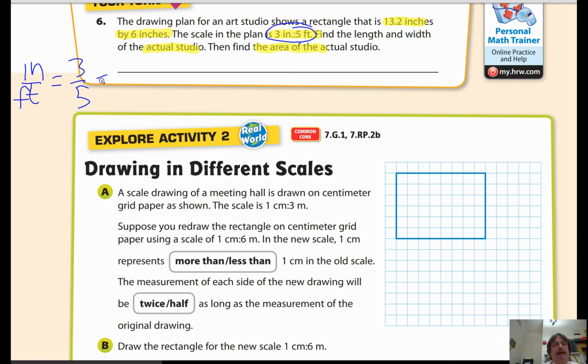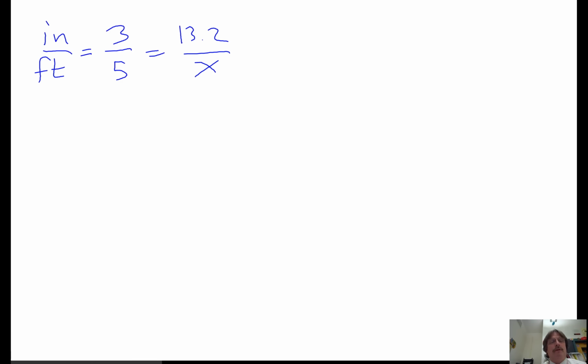And then I'm going to go to 13.2 inches. Now this is a little bit different, and I'm going to show you on the next slide here. What we're doing is that instead of finding that unit rate, we can go right from here to find out what this is. Now, it's not very clear cut for you to do that. How do you go from 3 to 13.2?